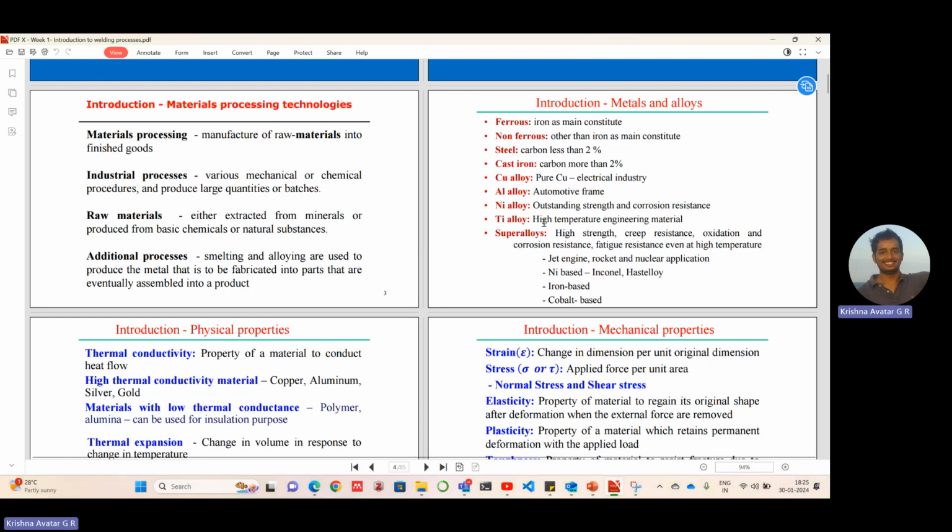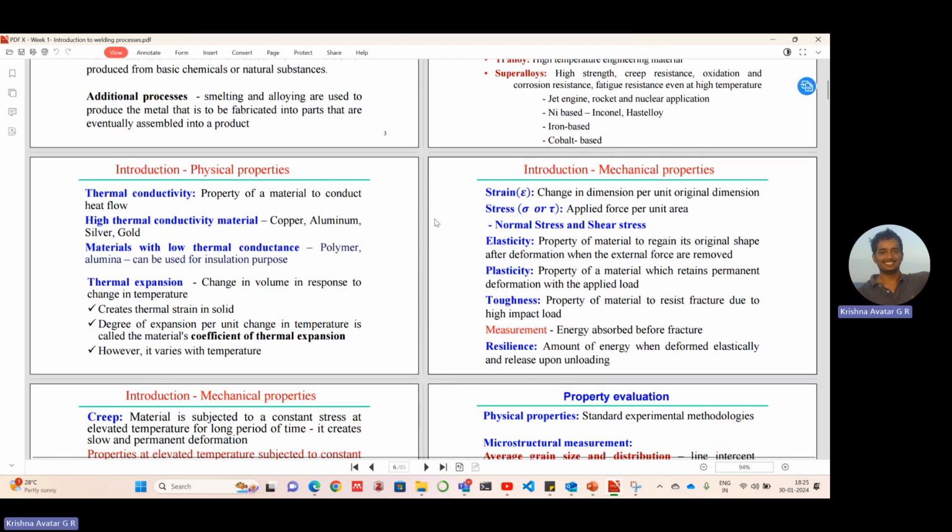Titanium alloy, as you might know, can withstand very high temperature, and is widely used in precision equipment as well, and also in the manufacture of engines. Some of the other alloys, superalloys, have high strength, creep resistance, oxidation and corrosion resistance even at high temperature, and are primarily used for jet engine, rocket, and nuclear applications.